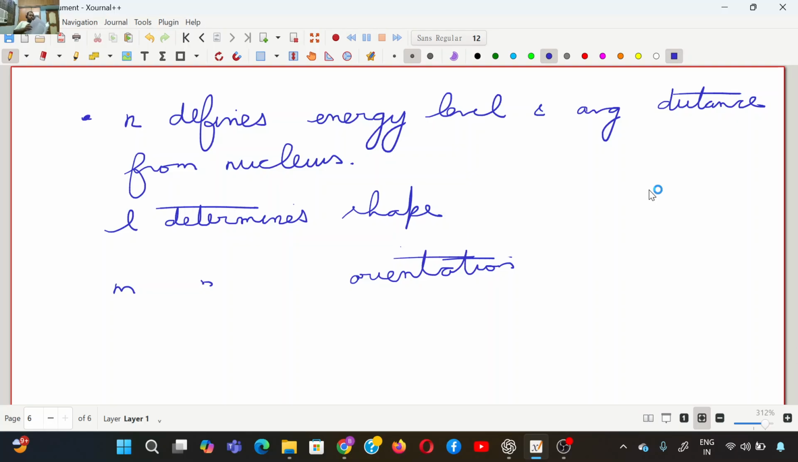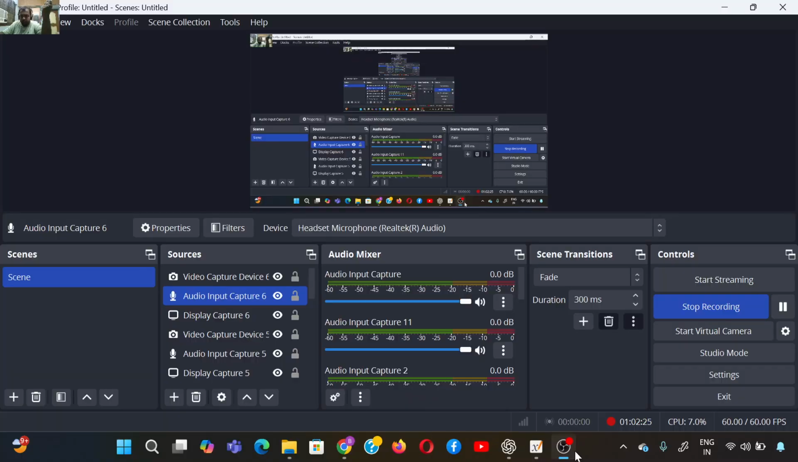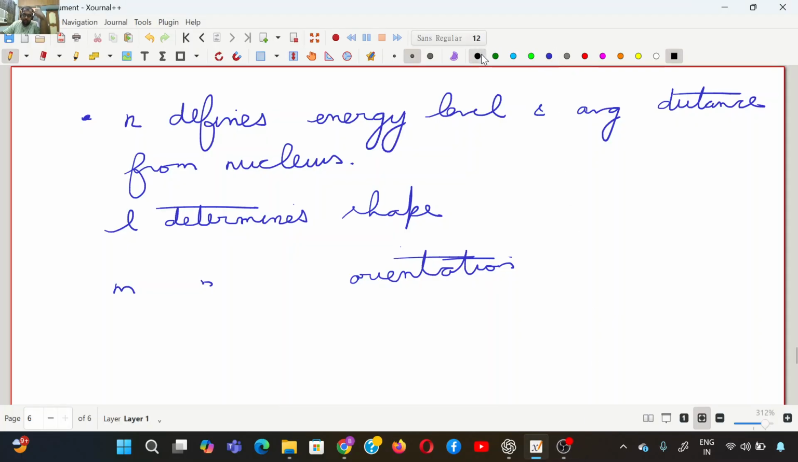Before we move to the next section, let's see how much time is left, whether we can cover it today. One or two minutes. Maybe we can do a little bit.